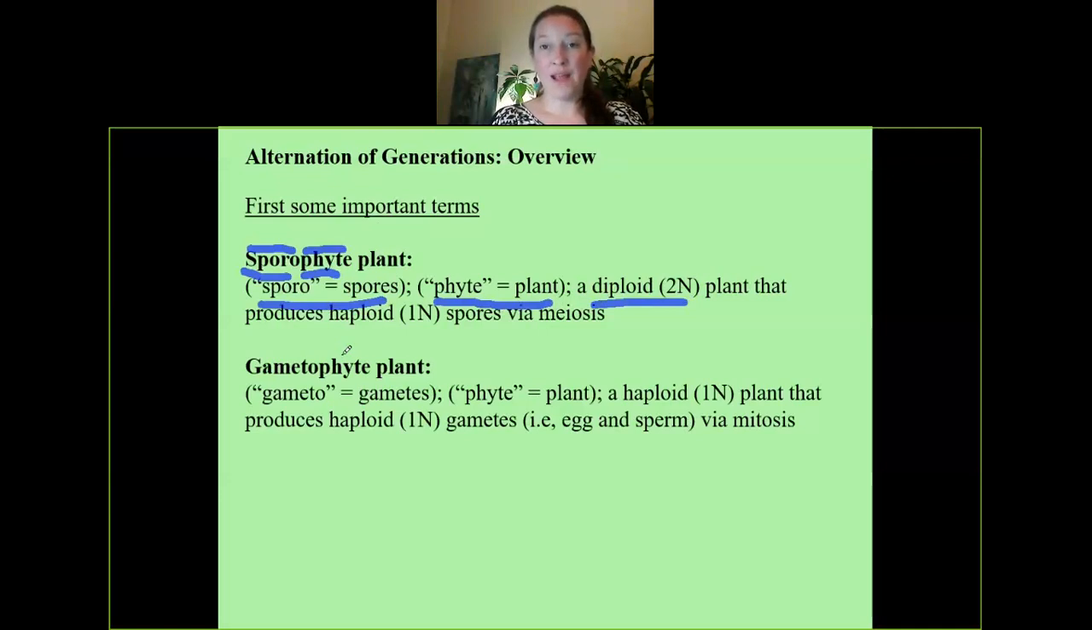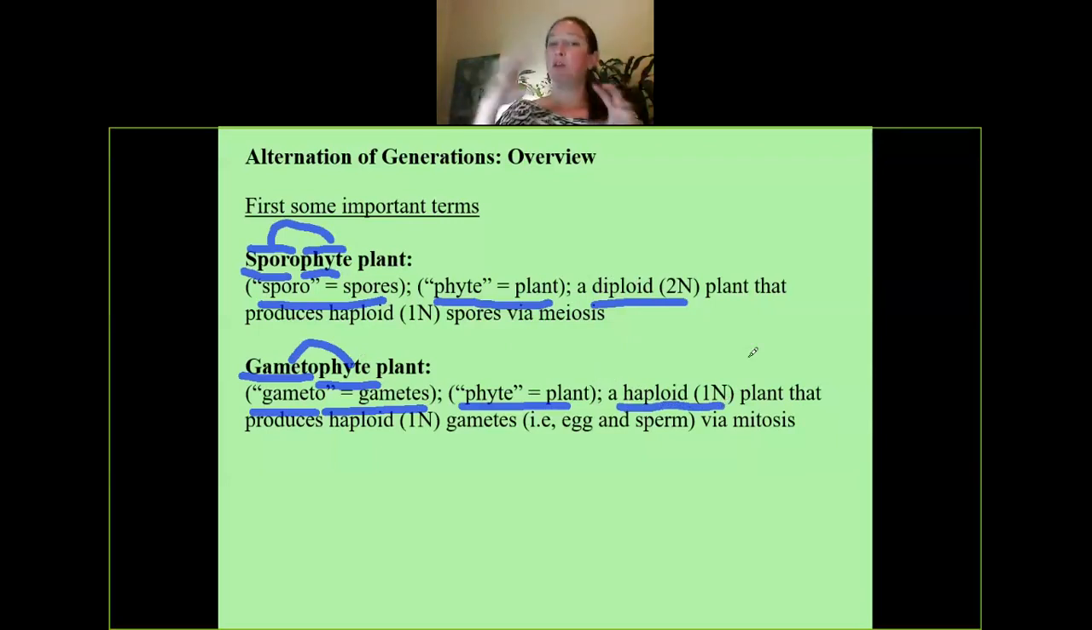A gametophyte, remember gametes, egg and sperm? Gametophyte plant, gameto means gametes. Phyte means plant again. This is a phyte, or a plant, that makes gametes, egg and sperm. Sporophyte plant is a plant that makes spores, and it is diploid. Haploid is the gametophyte plant. The gametophyte plant is haploid. All right. So this might, again, just starting to learn this.